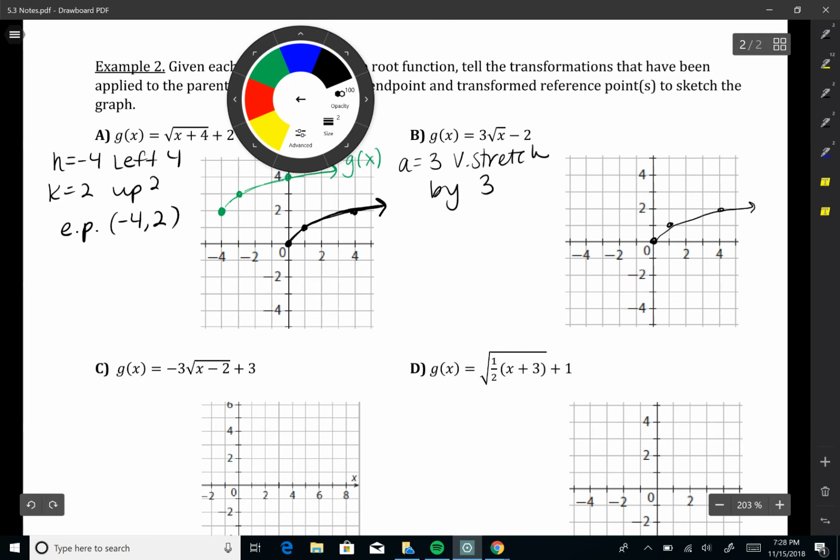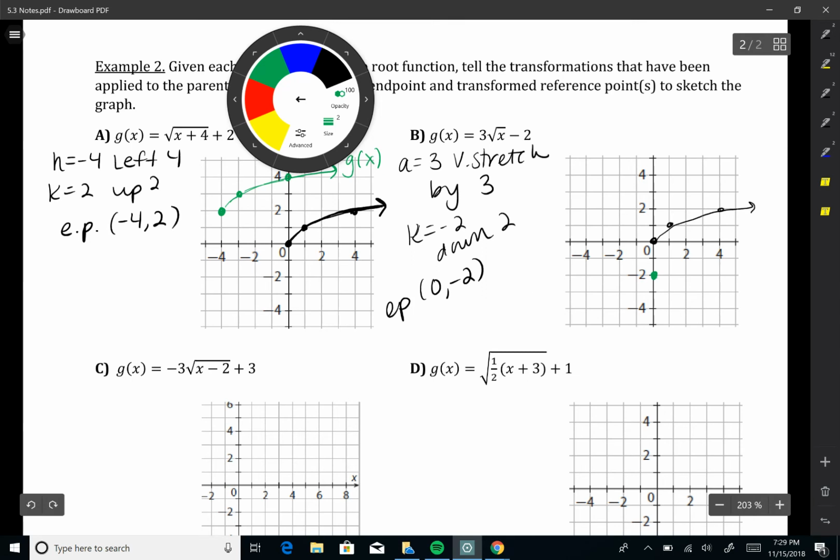And then I have minus 2 at the end. That would be my K value of negative 2. So that's down 2. So the only thing that affects my endpoint is the down 2. So my endpoint is at 0, negative 2. So let me plot that.